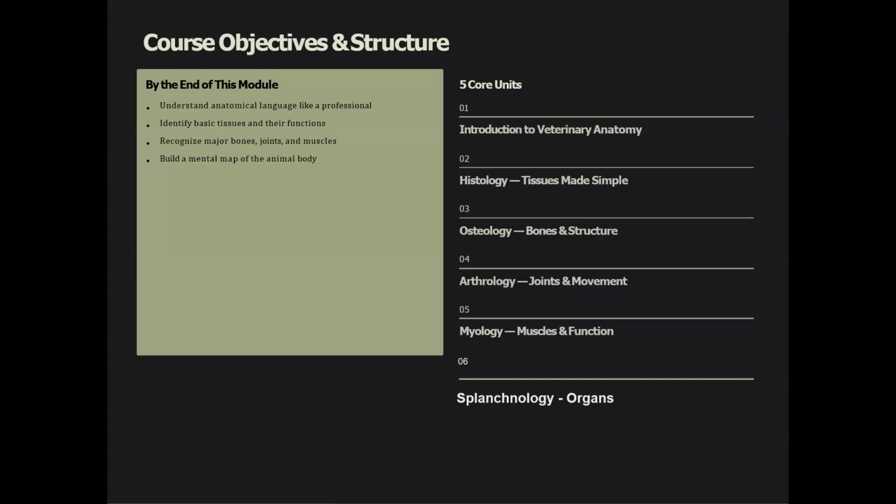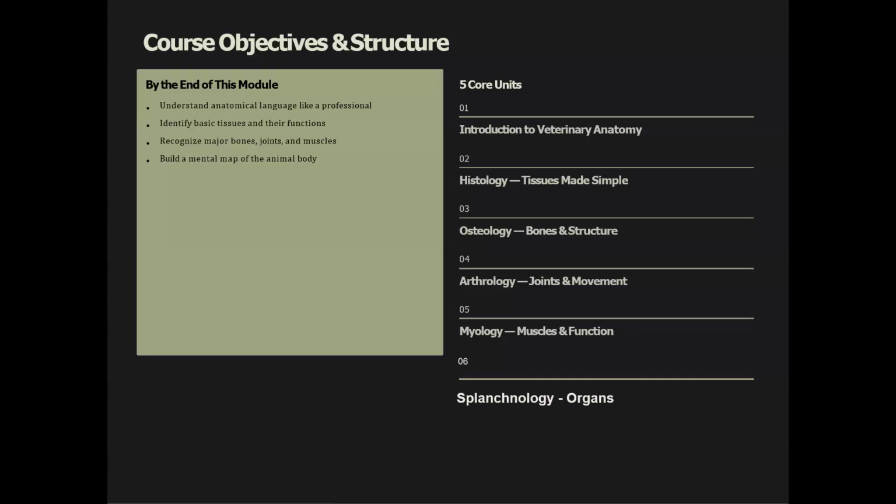The first one is Introduction to Veterinary Anatomy. The second one is Histology, where we'll be talking about tissues. Yes, the basic unit of an organ is the cell. And histology helps us to what? To be able to view this cell on a microscopic level using a microscope.